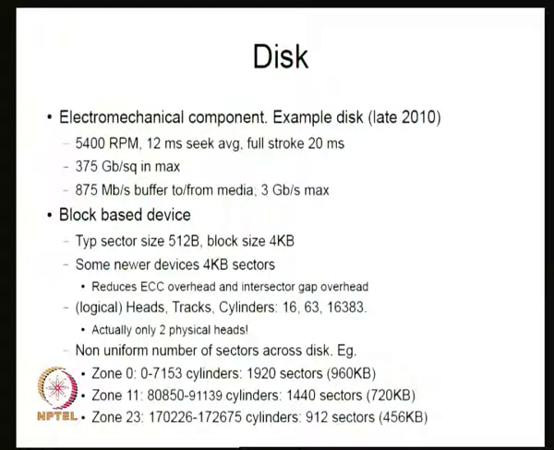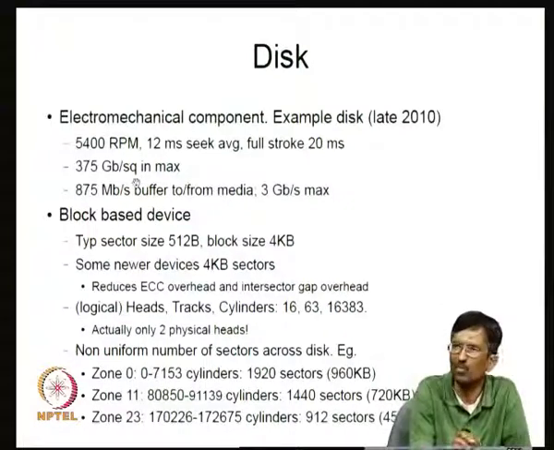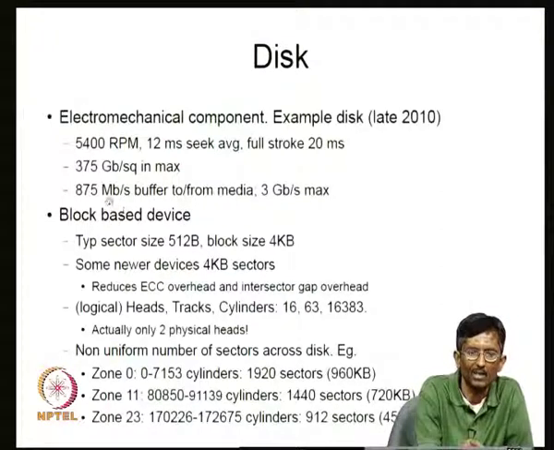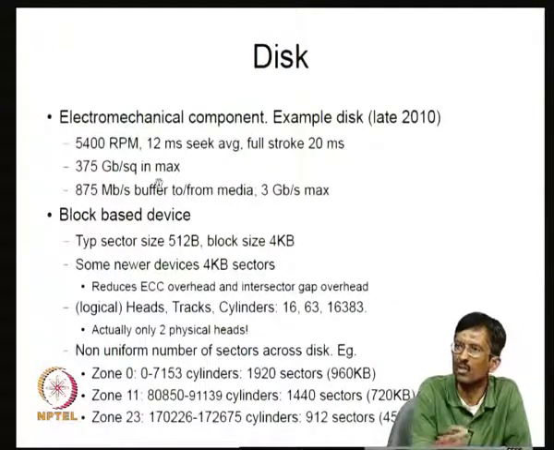Other important thing that is interesting for us is that there is a number of bits per square inch. Now in this disk of 2010, it was 375 gigabits per square inch. That is, you take 1 square inch, you are packing in about 375 gigabits. Nowadays you have terabit per square inch. People are saying that beyond that is going to be tough, but there are other new technologies coming in which will probably give you packing even better. So you can just remember it as 1/3 of a terabit per square inch approximately, but currently already you have terabit per square inch.